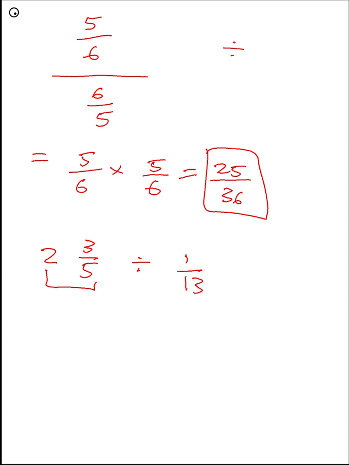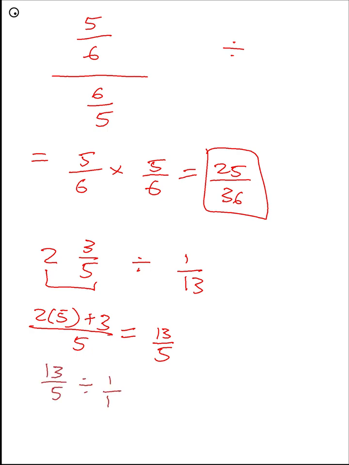Okay, now that we tried to convert it, you notice that there's two wholes, so 2 times 5 plus 3 over 5 would be the whole fraction. I just add the wholes and the remainder. So then this one becomes 13 over 5. And then we're going to be dividing 13 over 5 by 1 over 13.